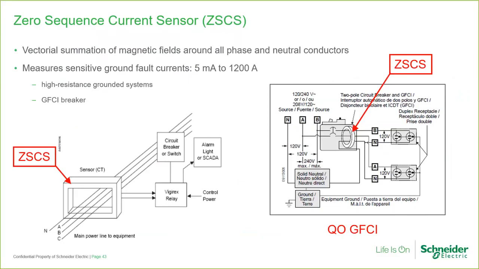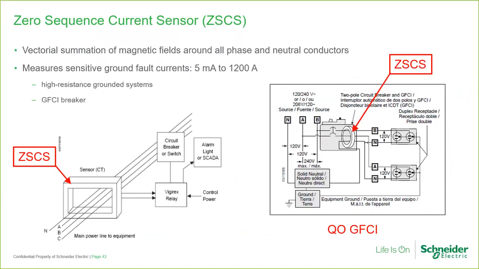Ground fault current can also be measured with a zero sequence current sensor. It is another form of residual sensing of the phase and neutral conductors, and here's how that works. Remember that current flowing through a conductor produces a magnetic field that encircles the conductor. The magnitude and direction of the magnetic field is proportional to the magnitude and direction of the current.